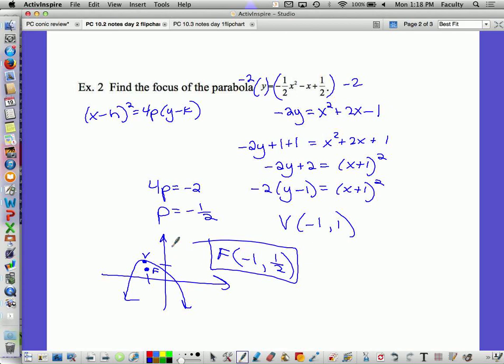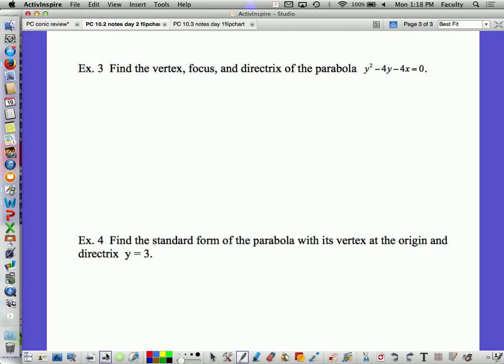All right, let's try another one. It says find the vertex, focus, and directrix of the parabola y² - 4y - 4x = 0. So I know that I need to put it in the standard form. So I add 4x to both sides, but let's leave a little bit of space to be proactive to complete the square. So I take half of 4, which is 2, and I square it. So I get (y - 2)² equals, and I'm going to factor out the 4.